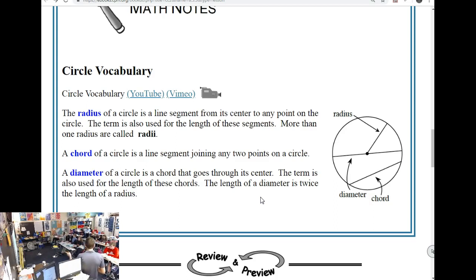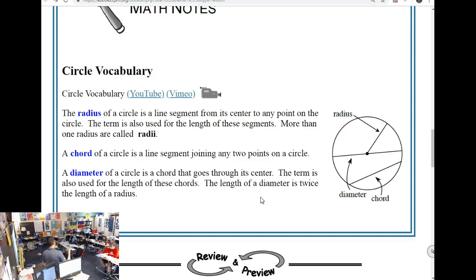In a circle, there are 3 particular names for lines inside of it. A chord, my music people, different than a chord. A chord is any line across the circle, from edge to edge. The diameter means how far across, and the radius, shorter word, shorter line, right? Radius versus diameter.